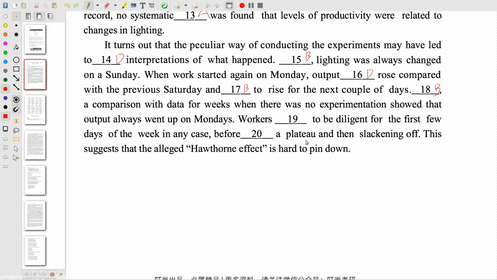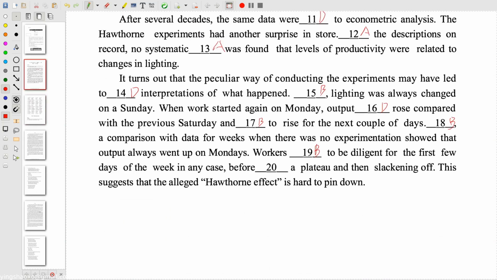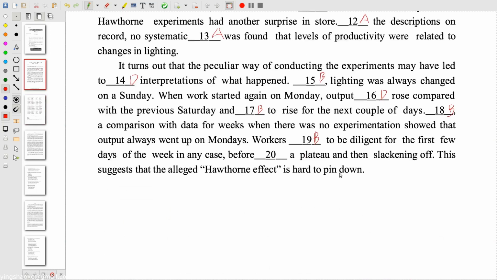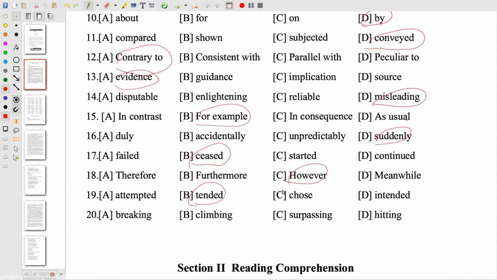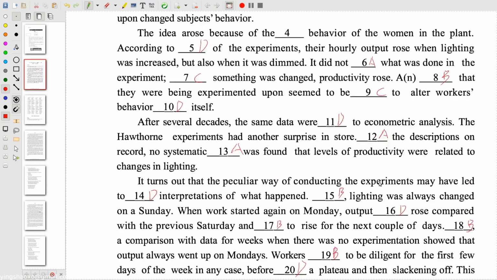Workers tended, I choose B, to be diligent for the first few days of the week in any case. Before what? Before hitting, I choose D, before hitting a plateau and then slacking off. This suggests that the alleged Hawthorne effect is hard to pin down.